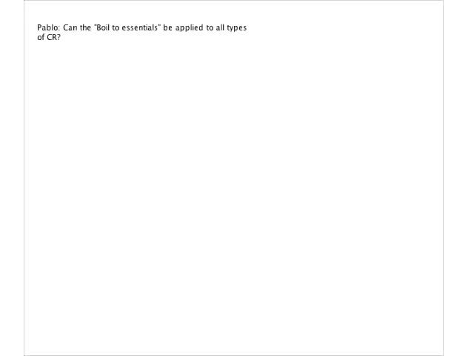We'll put the problem back on the screen in a second. Oh, sorry, LBS is an abbreviation for pounds. Units of measure sometimes have weird abbreviations like that. LBS is pounds. OZ can be ounces. It's kind of strange. Okay, can the boil to essentials be applied to all types of CR? Many types.